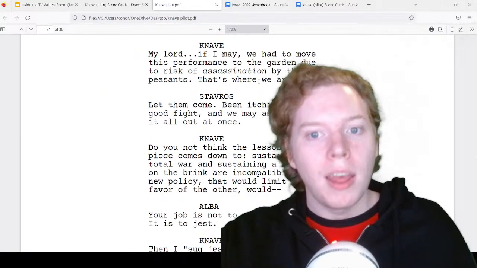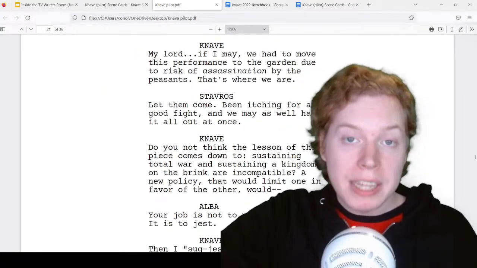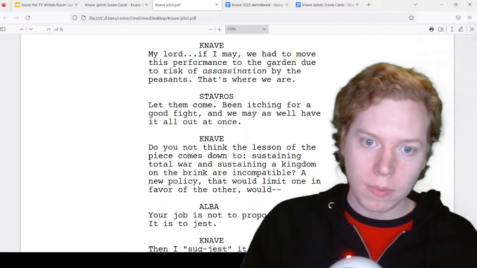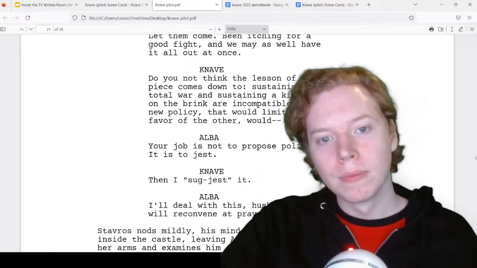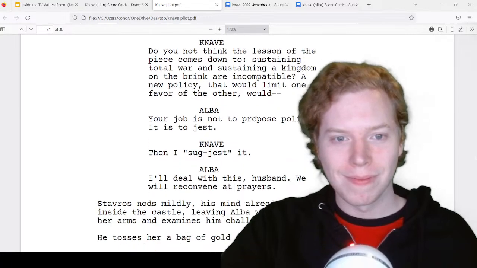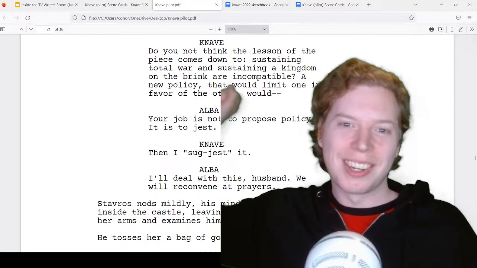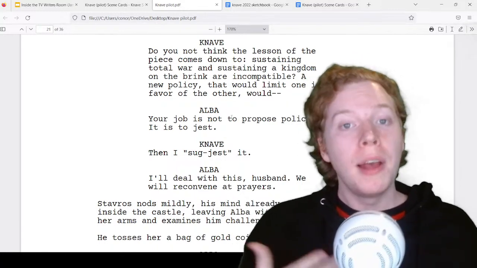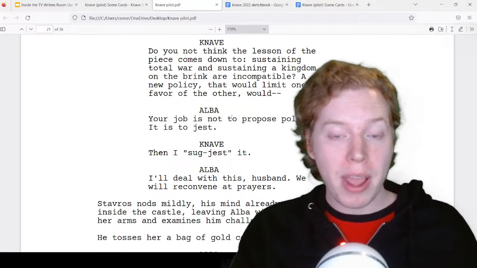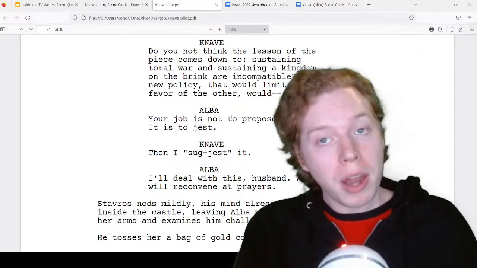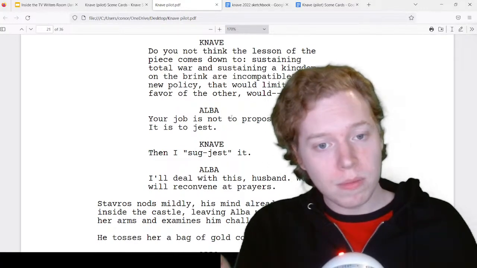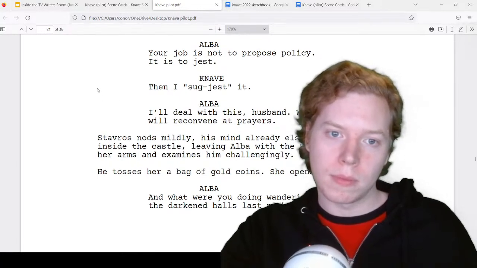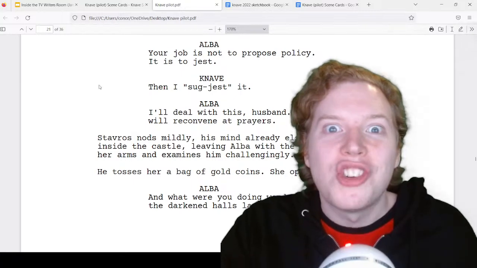My lord, if I may, we had to move this performance to the garden due to the risk of assassination by the peasants. That's where we are. Let them come. Been itching for a good fight, and we may as well have it all out at once. At that point, he probably also pulls out a sword and whacks it through a bush or something. Do you not think the lesson of the piece comes down to sustaining total war and sustaining a kingdom on the brink are incompatible? A new policy that would limit one in favor of the other would... Your job is not to propose policy. It is to jest. Then I suggest it.